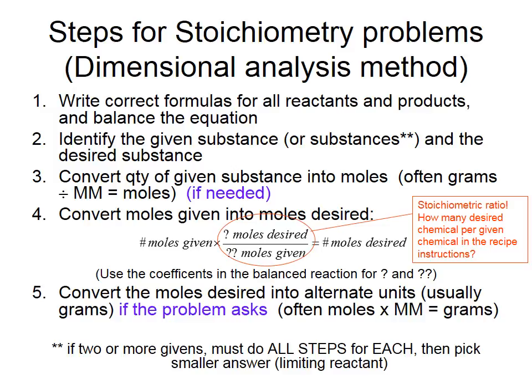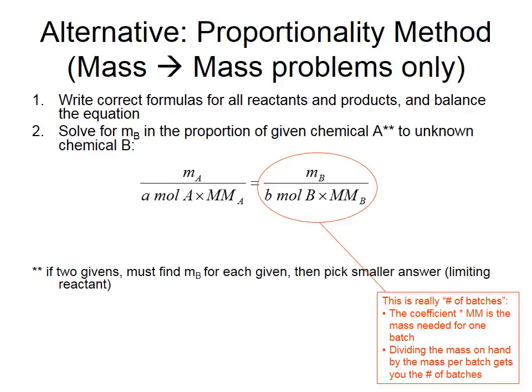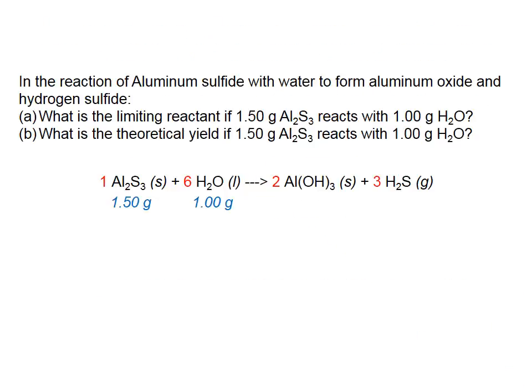So let's look at an example. In the reaction of aluminum sulfide with water to form aluminum hydroxide and hydrogen sulfide, A, what is the limiting reactant if 1.50 grams of aluminum sulfide reacts with 1 gram of water? And B, what is the theoretical yield if the same amount reacts?